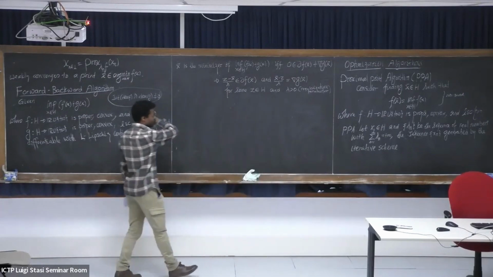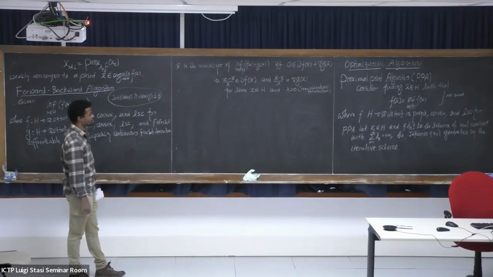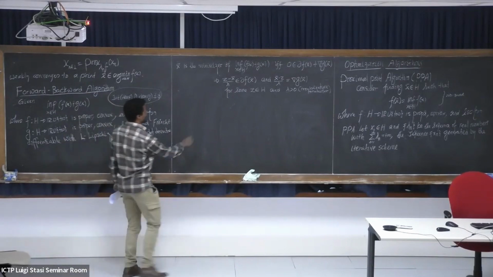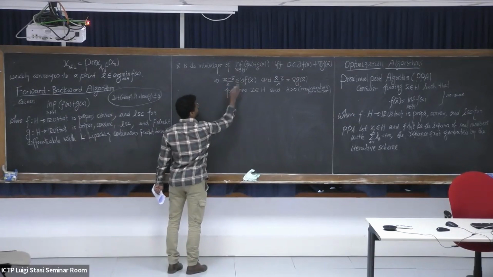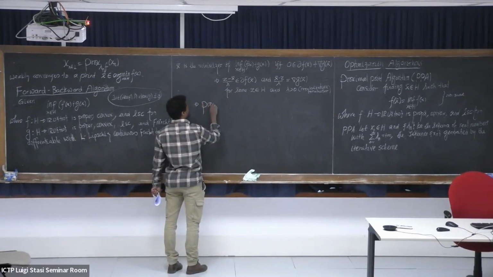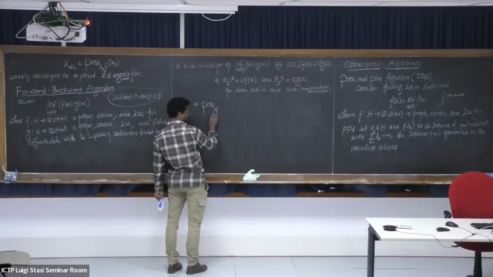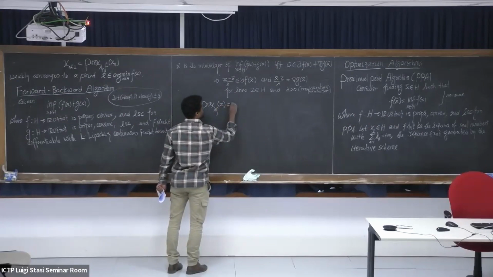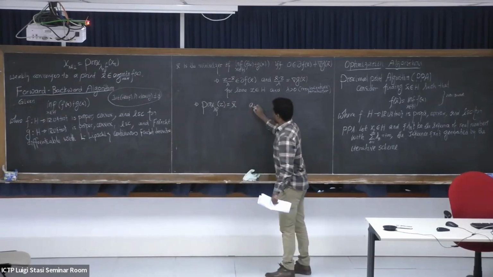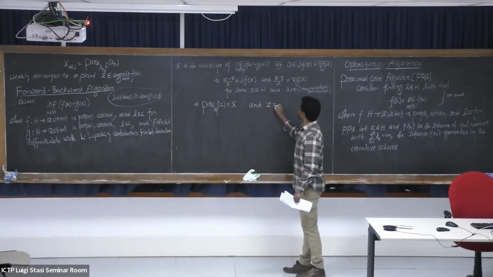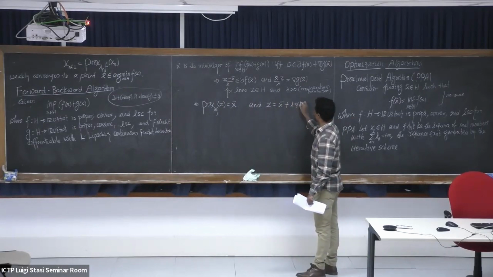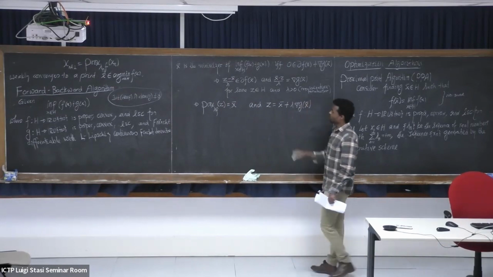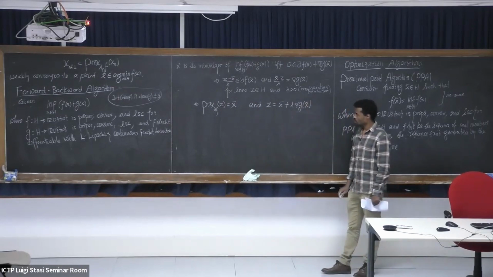Your choice of scaling lambda is called the regularization parameter. You can write it this way. So this implies that, from this one, the proximal of a function f with scaling lambda of Z is X bar, and Z is equal to X bar plus lambda times the gradient of G at X bar.